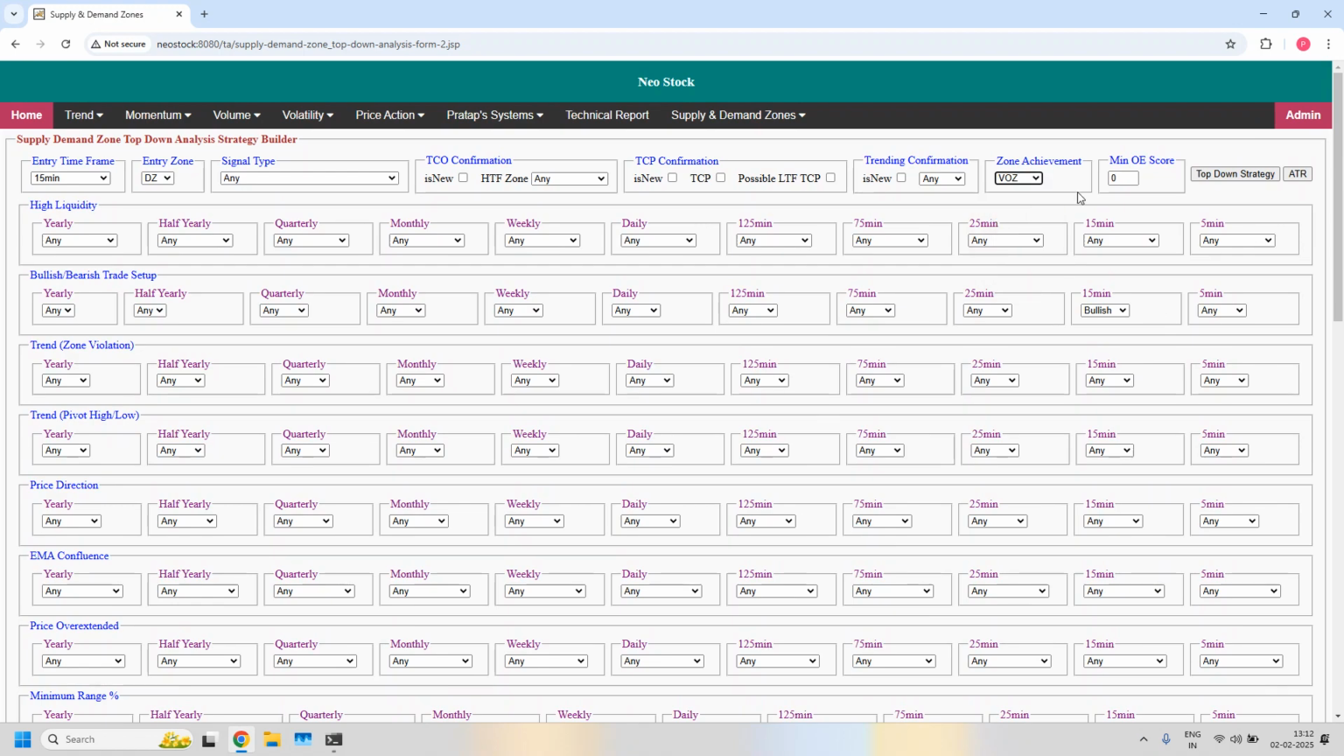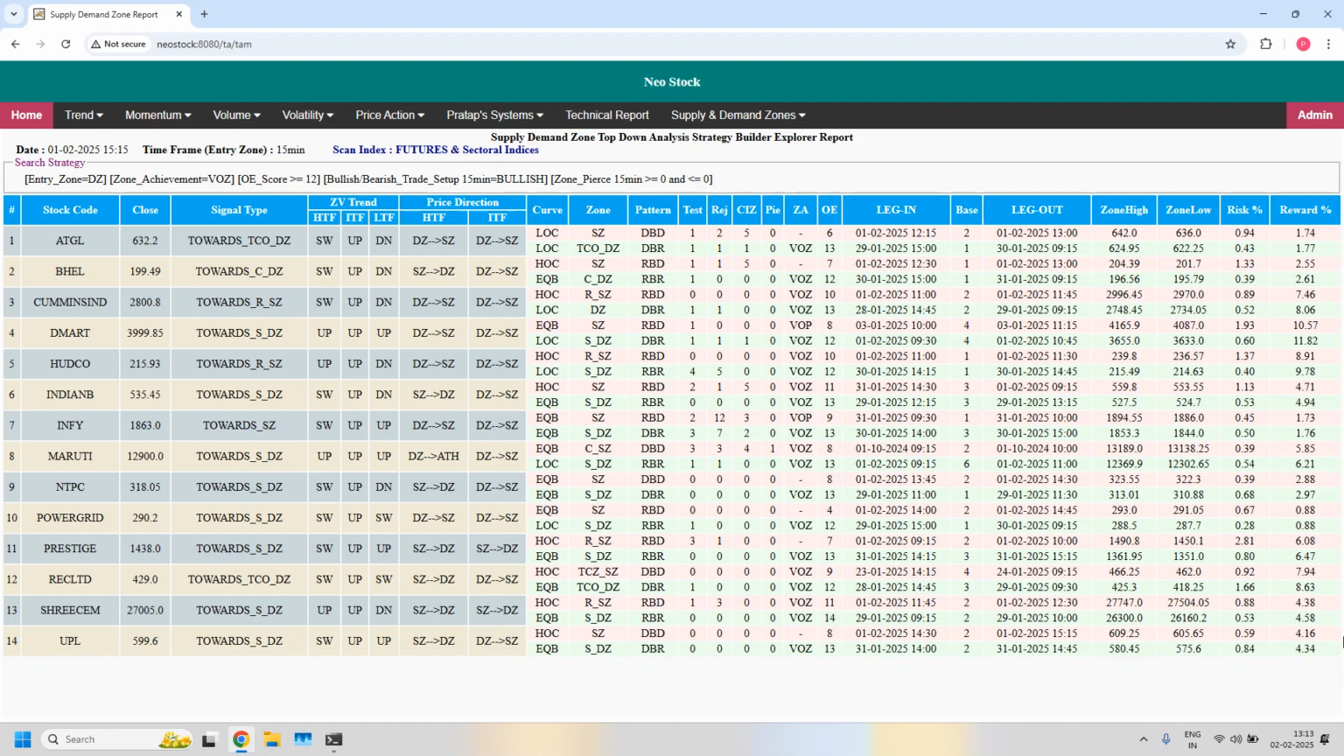Zone achievement violated opposing zone, minimum odd enhancer score 12. All the 3 filters, pierced zone, zone achievement, minimum odd enhancer score, are applied to the 15 minutes demand zone. So with these filters, we got 14 stocks. Currently, these 14 stocks are supporting bullish trade setup for daily income trade. And all these entry time frame zones are 15 minutes demand zones.